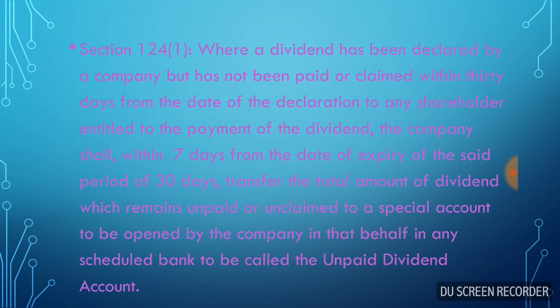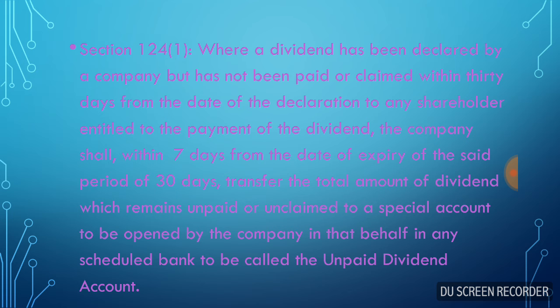If it is not paid to the shareholder or it is not claimed, then within the next 7 days, that means from the zeroth day, where the zero day is the date of declaration of dividend, then next 5 days plus next 25 days, including 5 days, total 30 days. In 30 days, it should be paid to or claimed by the shareholder. But if it is not done so, then within the next 7 days, it is to be deposited in a separate bank account called the unpaid dividend account of so and so company.